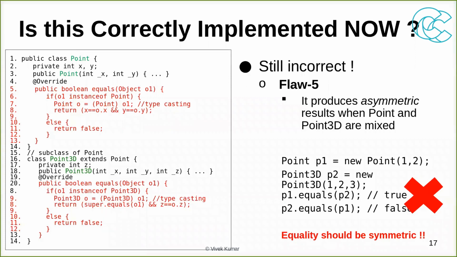Was there a question? This P2.equals(P1) returns false because of the else statement, right? Because there is no z of P1. Yes, you are right. O1 here would be P1, since P1 would be passed in as the argument. So O1 would now refer to P1, and P1 is not an instance of Point3D, so it will go to the else. You are right.